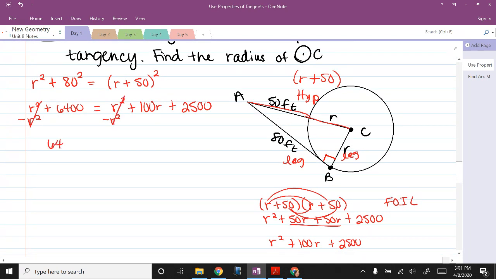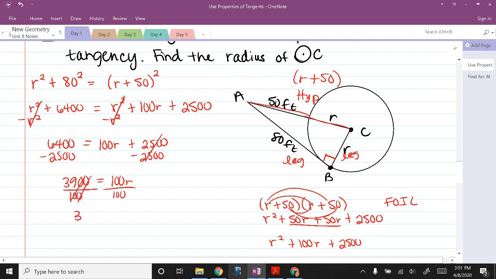So I have 6,400 equals 100r plus 2,500. And I'm solving for r, so I'm going to subtract 2,500 on both sides. That gets me 3,900 equals 100r, and then divide by 100, which means I can cancel out some zeros. So 39 equals r. So the radius, and you can check it with the Pythagorean theorem, 39 is going to equal the radius of that circle.